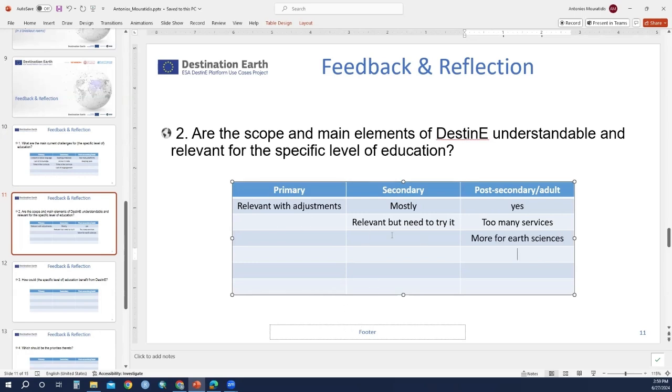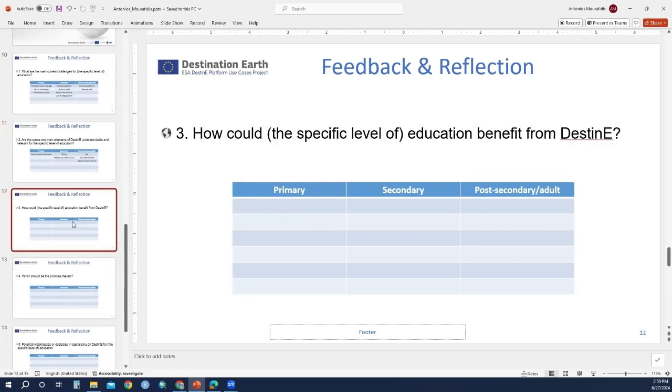I see in general a positive feedback with asterisks, of course, a lot of asterisks: adjustments, a need to try it, and a need to be more focused, because otherwise we get lost in the too many services and also the too many platforms that we have seen earlier. So now we go to the third question: in which components of education could we benefit from DestinE?